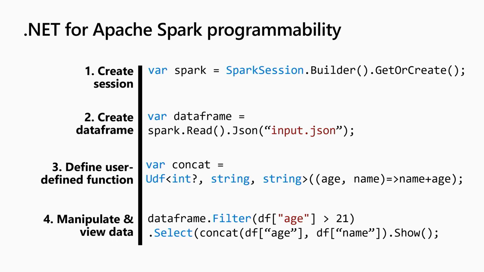If you look at this a little bit more closely, you see dataframe.filter. Filter is basically a where clause. It takes your data frame and reduces it to all the rows that have an age greater than 21. Then I do a select, meaning a projection, where I take the age and the name of the data frame and concatenate them together, and I do a show. You see there the concat function that I specified as a user-defined function is now being used.